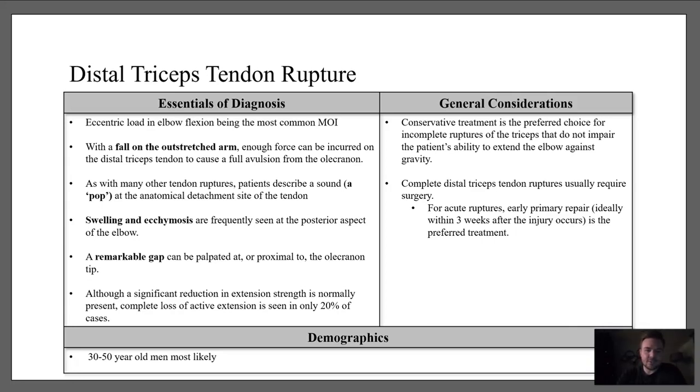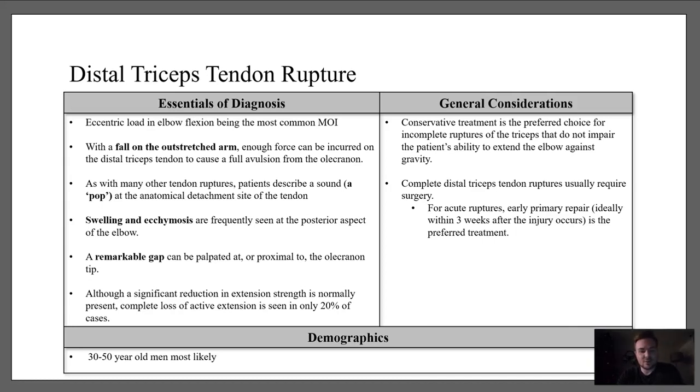So a significant reduction in extension strength is normally present, but complete loss of active extension is only seen in about 1/5 of these patients, meaning even if they injure it, they may have some fibers intact that allow them to continue to extend their elbow. However, usually they cannot extend it against gravity.